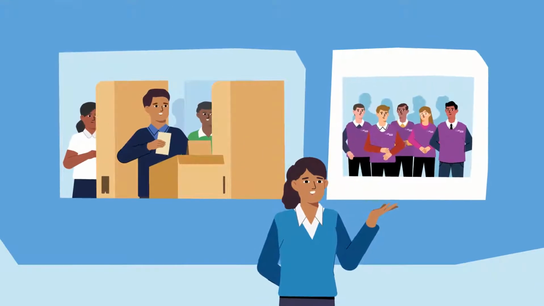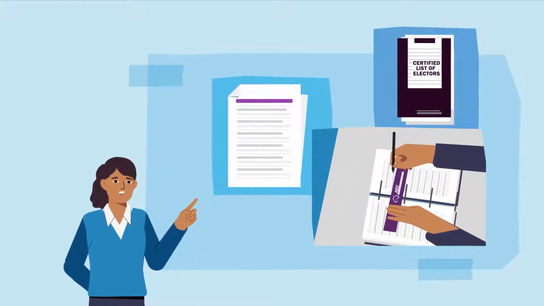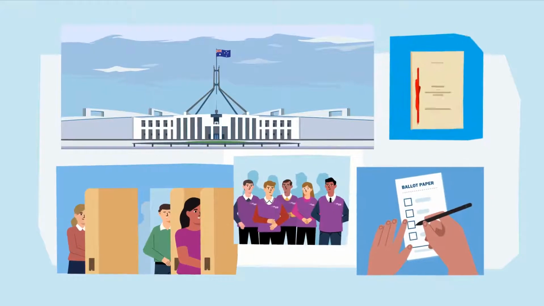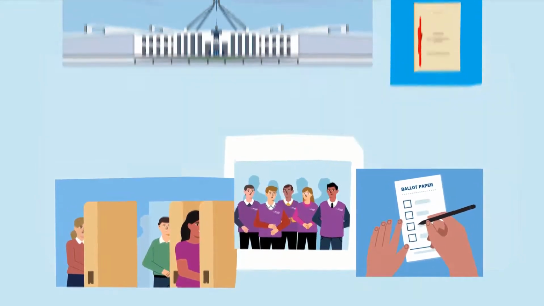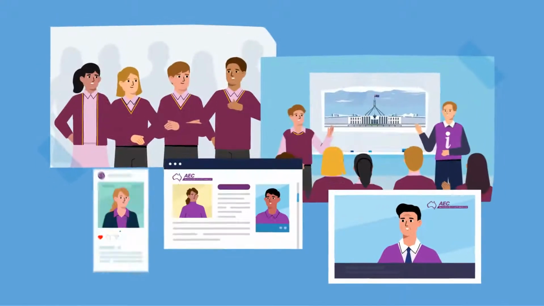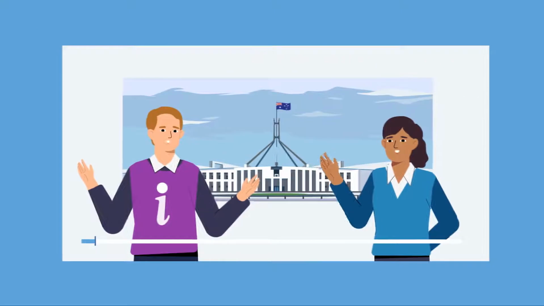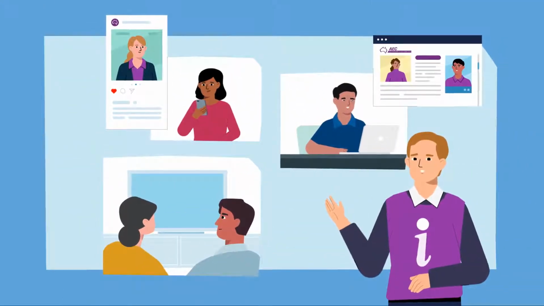Federal elections are organised by the Australian Electoral Commission, the AEC, which is responsible for maintaining the Commonwealth electoral roll and for conducting electoral events like federal elections, by-elections, and referendums. The AEC also delivers targeted education and public awareness activities, like this video, so voters get the information they need to participate in these events.